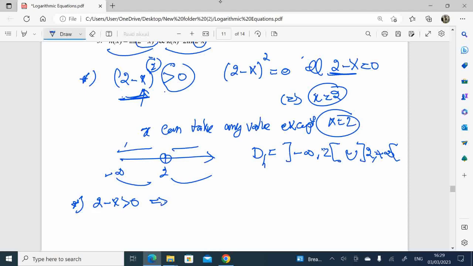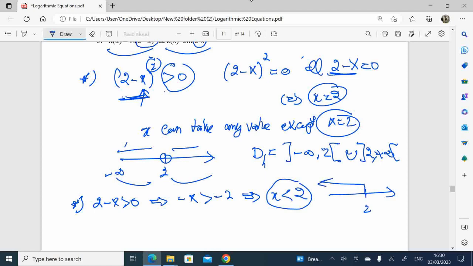It means minus x strictly greater than minus 2. Multiplying by minus 1 on both sides, we get x is strictly less than 2. Okay, so it means I may take all values less than 2. So this is 2, I need all these values less than 2. It means the domain for k is from minus infinity, open, till 2, also open. So this is the domain for k.